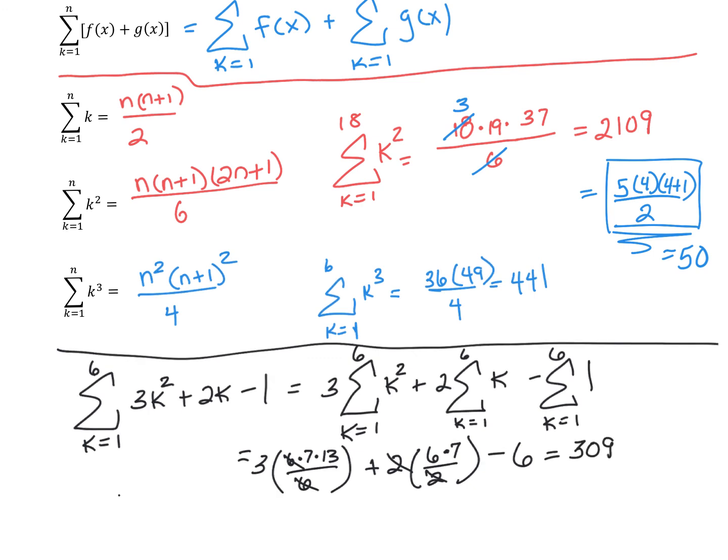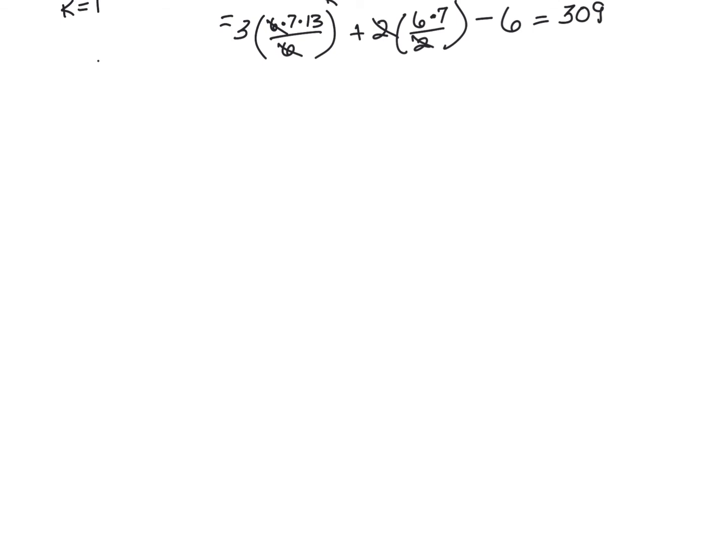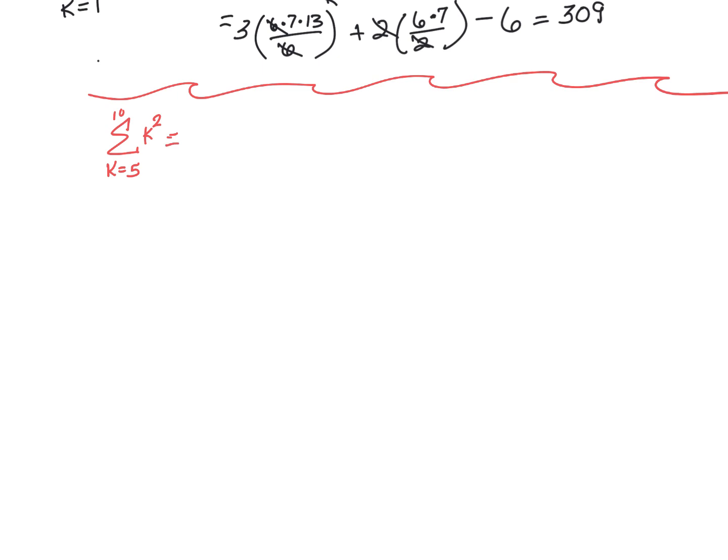So the last thing before I finish up this slide is, how do we handle something if I don't start at 1? So just a quick example. Let's say, for example, I have the sum of the k equals 5 to 10 of the k squared. Well, I can find the sum of the k equals 1 to 10 of the k squared, but I only want 5 through 10, so I'm going to subtract off k equals 1 to 4 of the k squared.